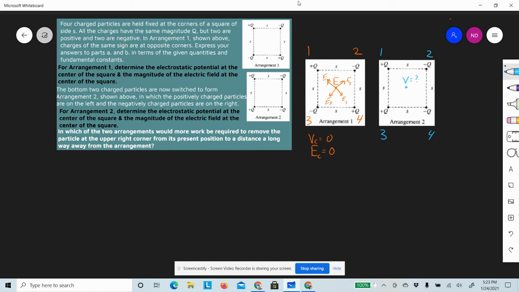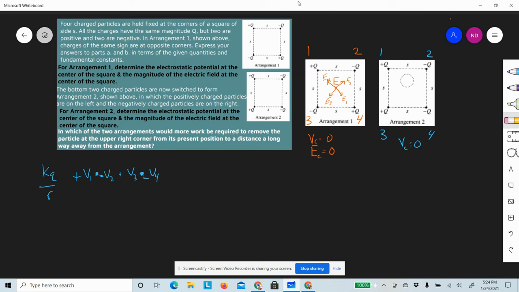Again, voltage, electric potential, whatever you want to call it, is KQ over R, but it's a scalar. But again, even though it's a scalar, we pay attention to the sign. So you're going to get V1 plus V2 plus V3 plus V4. But like I said, 1 is positive and 2 is now going to be negative, and 3 is positive and 4 is negative, and all the magnitudes are going to be the same. You're going to end up with V at the center still being 0.